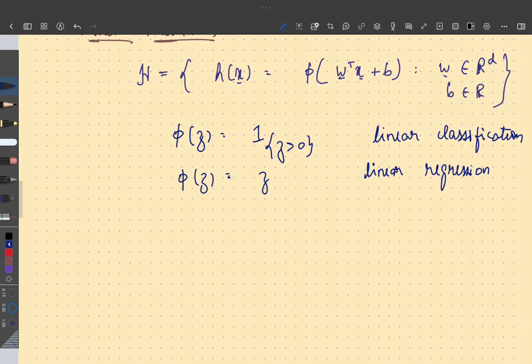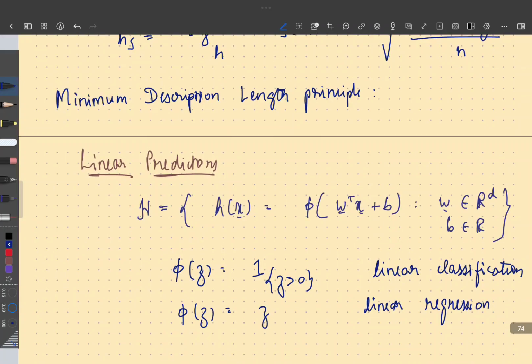Right. Right now for this particular hypothesis class I have d plus 1 free variables, the d elements in w and one element in b. This is commonly called the weights and biases.